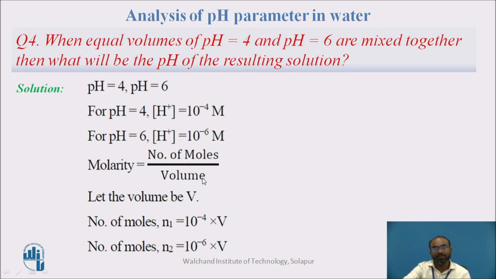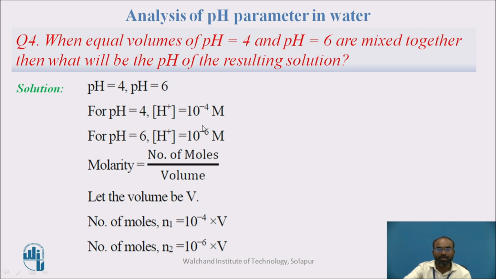Now understand, as the pH is 4, it means the concentration of H plus ions is 10 raised to minus 4, and similarly for pH 6 it is 10 raised to minus 6 molarity. So the concentration, that is molarity, is known to us, and volume is also known to us. We have to calculate the moles, and for that, firstly let the volume of one sample be V, capital V, and it remains the same for both. To calculate number of moles, we can say molarity multiplied by volume.